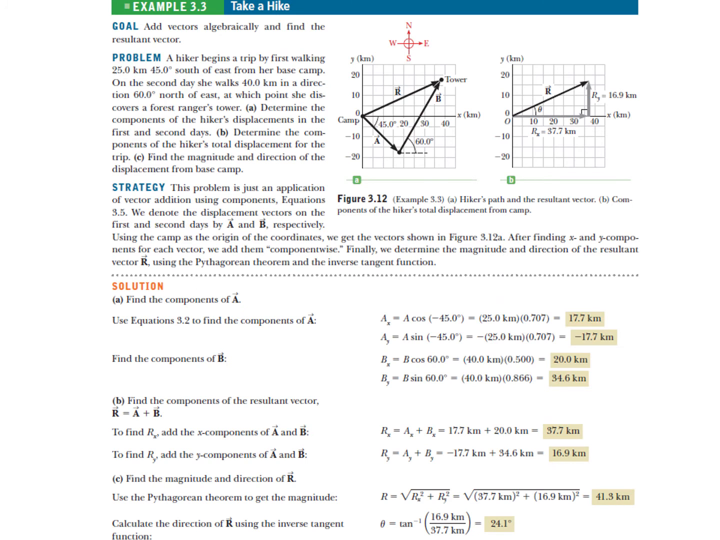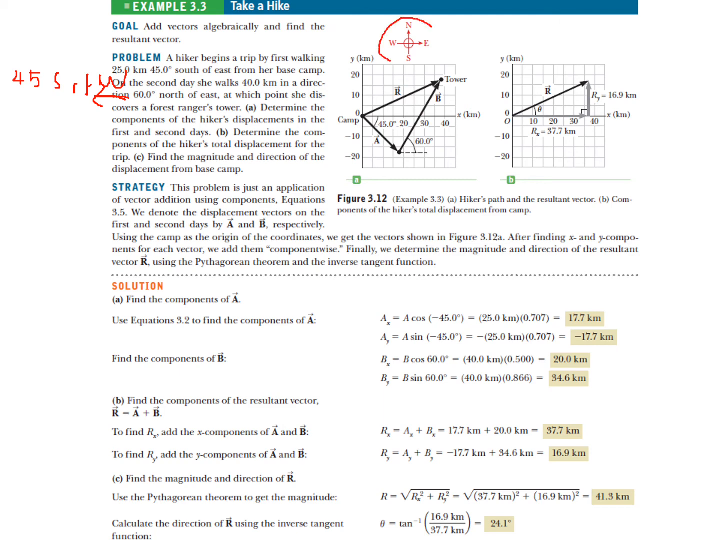So this is one example, another example. A hiker begins a trip by first walking 25 kilometers, 45 degrees south of west. So I write down here 45 degrees south of west. If you want to measure where the 45 degrees is, try to read it from behind, meaning that we should put the angle from west to south. So 45 degrees south of west.